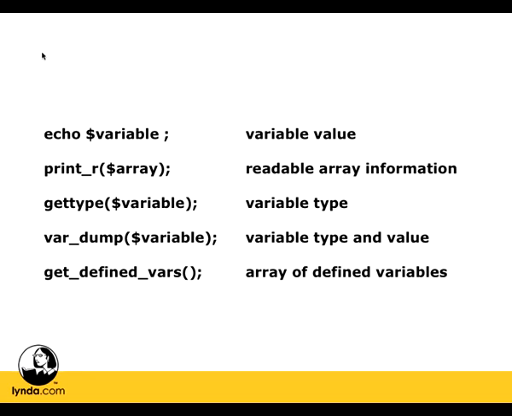get_defined_vars. It's a function with no arguments, and it will return an array of all of the defined variables. Now, of course, it's an array, so we're going to need to print_r that array if we want to see it in a nice readable format. But get_defined_vars is going to give us all of the variables that have been defined. Now, that's going to include the variables that we defined as users, but it's also going to include all of the PHP-defined variables as well. And so you'll see some things there that you didn't create.